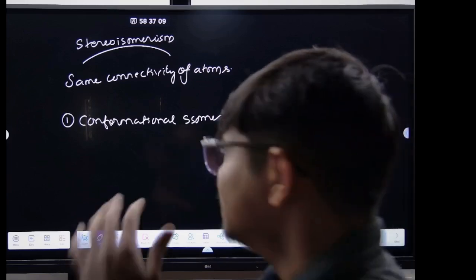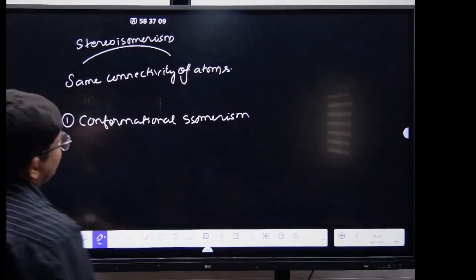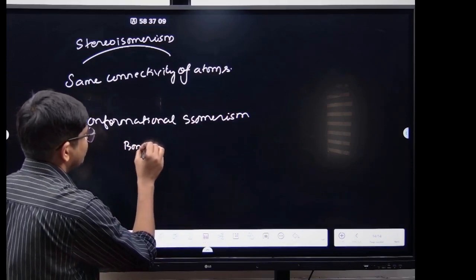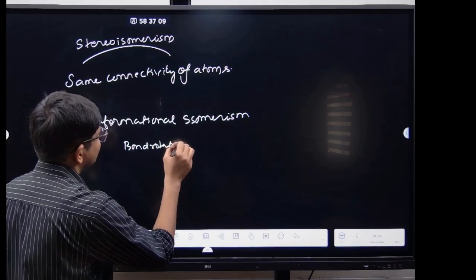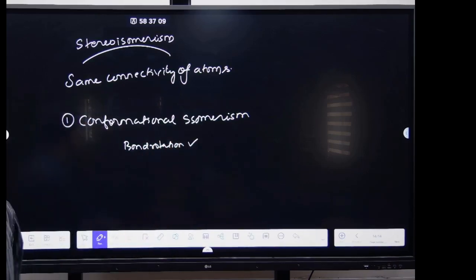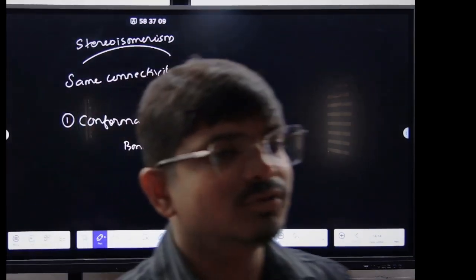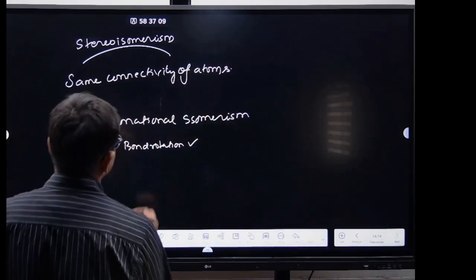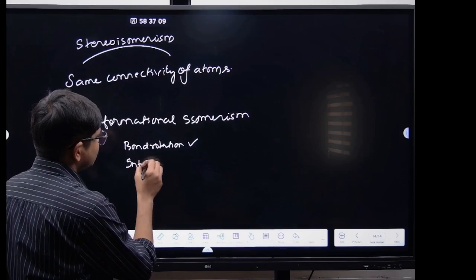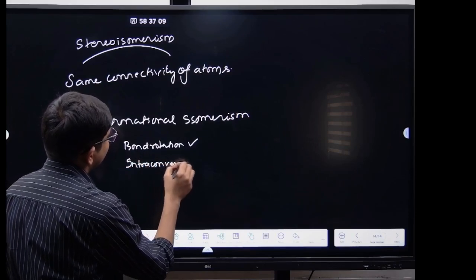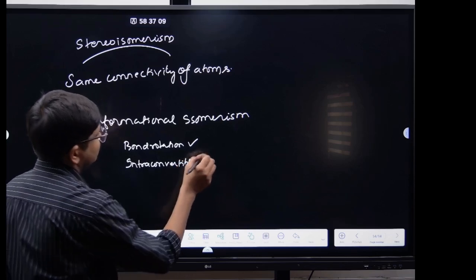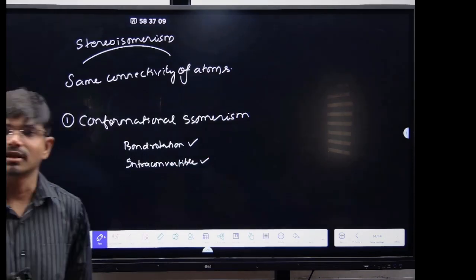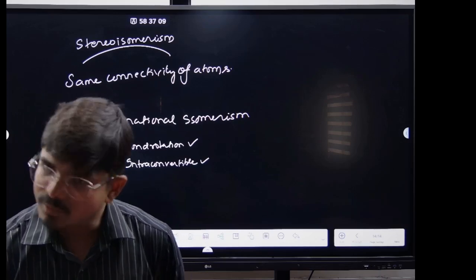Got it? So in this case, in conformational isomerism, bond rotation is possible, right? And if it is a rotation, it can go back to its original form, isn't it? Because this is basically rotation. So this is interconvertible. Got it? So what kind of bond rotation should there be? Around a single bond, rotation is possible.